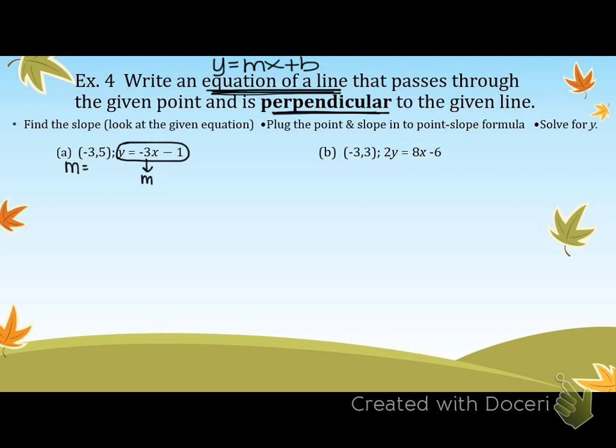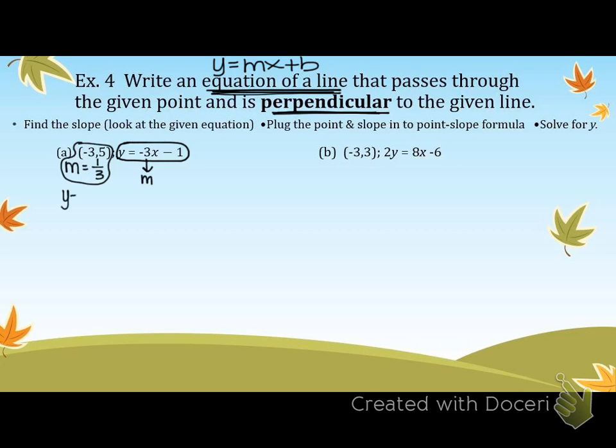Okay, think about 3 as a fraction. It would be 3 over what? If we wanted to write 3 as a fraction, it would be 3 over what? So what's the reciprocal of that? Flip it. What's the reciprocal? 1/3. So if their slope is -3, ours has to be positive 1/3. All right, so here's our point. Here's our slope. So let's plug it into our formula.